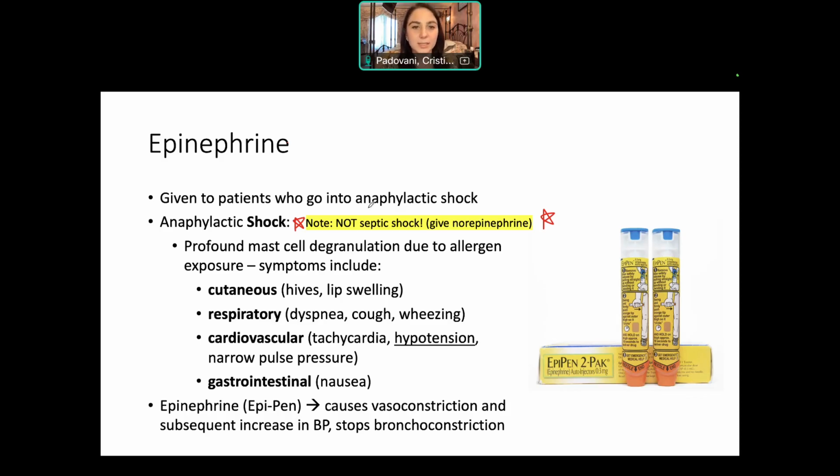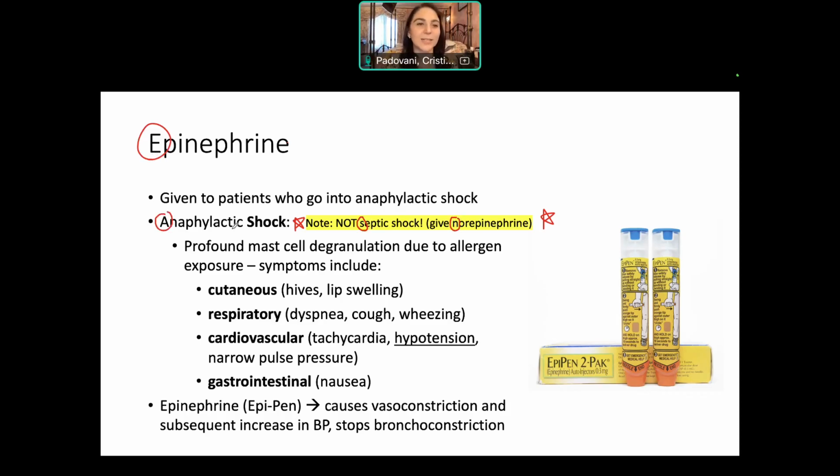How I remember this is septic starts with an S, which is a consonant. Norepinephrine starts with an N, which is a consonant. Epinephrine starts with an E, which is a vowel. Anaphylactic starts with an A, which is a vowel. So that's kind of how I remember that.